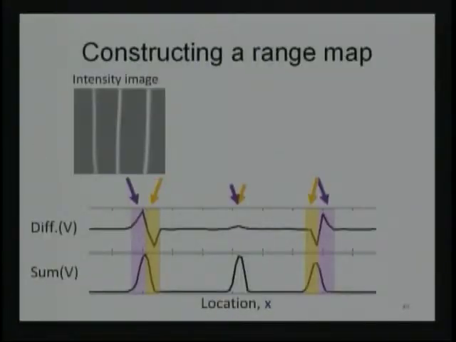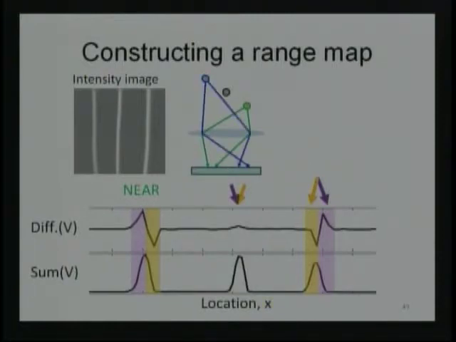Now I can interpret that from a range mapping perspective as follows. If I have an object that's closer than my focal plane, then I'll have converging rays, which means that this bar here is closer than the focal plane. If I have diverging rays, then I'm farther away than the focal plane, so this bar here is farther away. And if I have essentially no response, then I'm in focus.